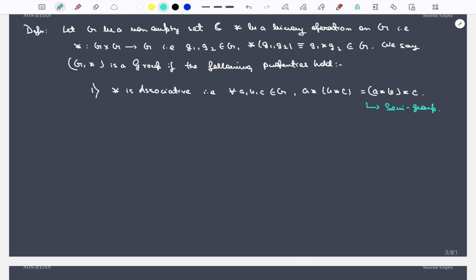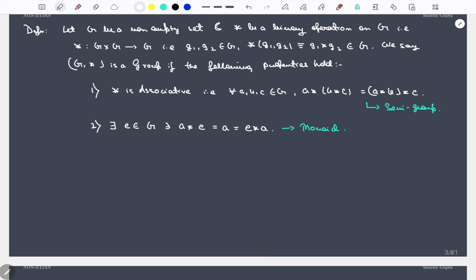Okay. So the next property which we require is the following. That is, there exists an element which we usually denote as E in G, such that any element operating with E will result in the same element back, and it doesn't matter from which side you operate it. Now again, you might get a non-empty set with a binary operation which is associative, and this element E exists. So in such a case, we will call the complete structure just a monoid.